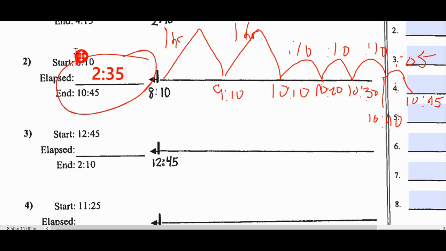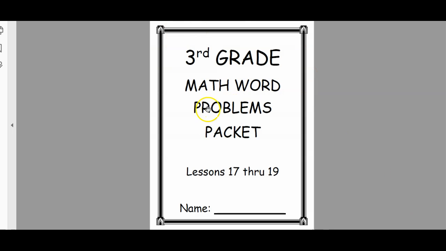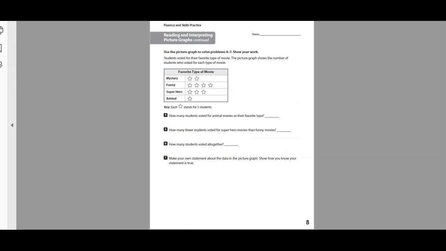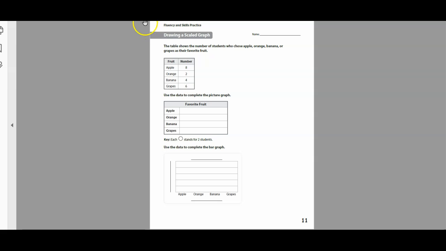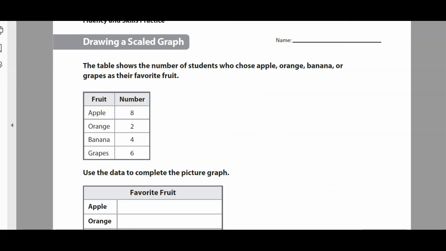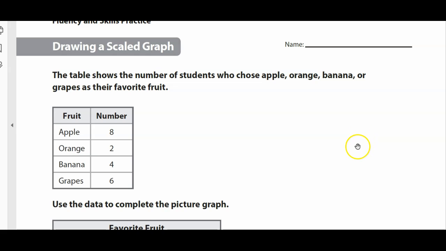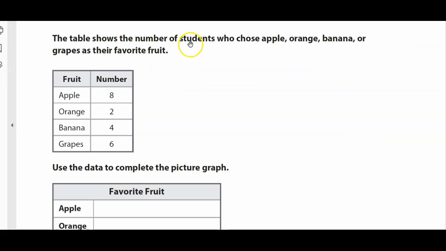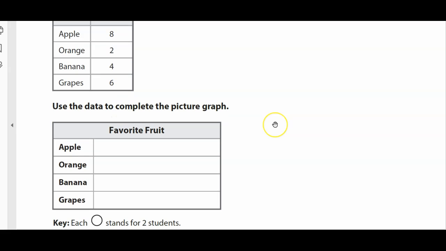All right. Awesome. So in our math word problems packet, go to page 11, right here. Okay, and then we'll do this together. It says the table shows the number of students who chose apples, oranges, bananas, or grapes as their favorite fruit. Use the data to complete the picture graph.